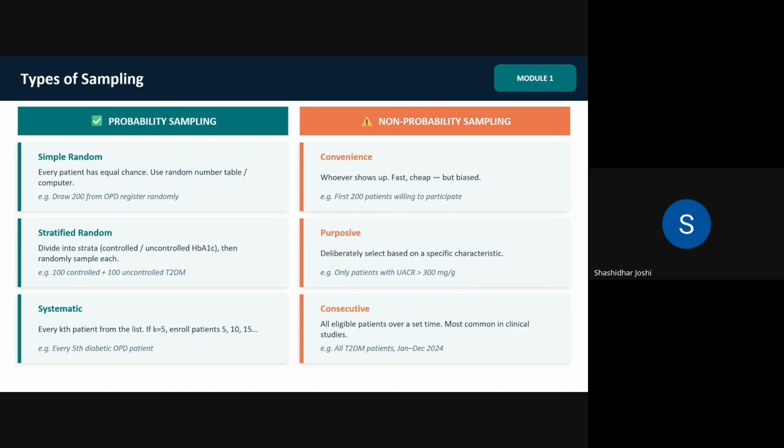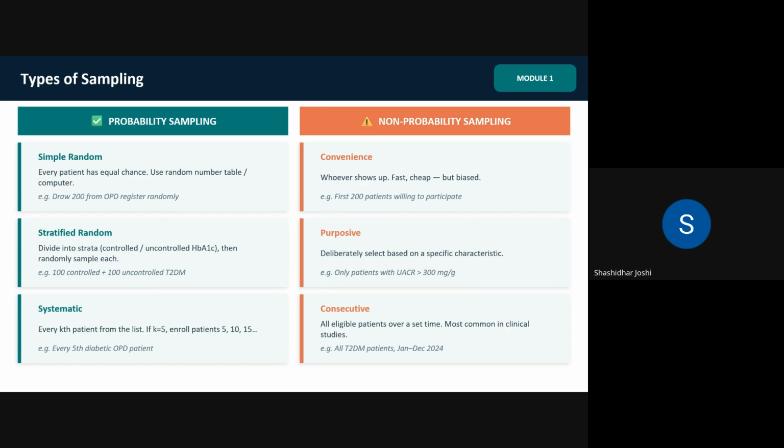Purposive: only patients with UACR greater than 300 mg. If you go back to your research question, you can have that criteria there. And consecutive: all eligible patients over a set time. For example, all type 2 patients between January to December 2024, or January to December 2025. So you can choose any of these things.